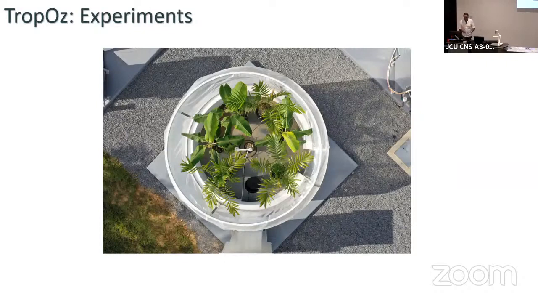We have, as I said, six species to date. We've got another two species in the chambers. There's another two about to go in. And that will be something that we continue to develop to provide the PODY response functions needed to predict how plants are reacting realistically in the tropics.